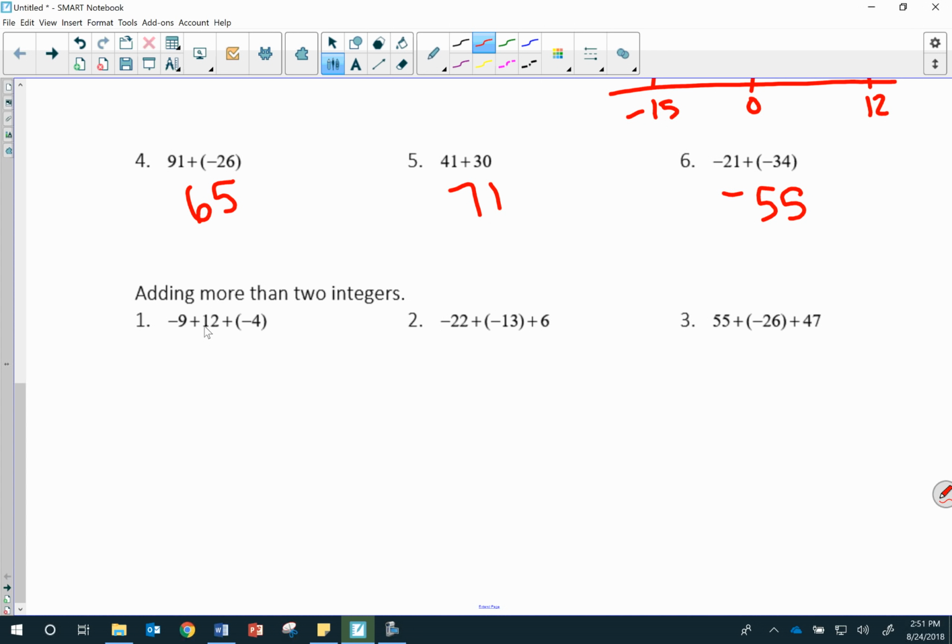Just like we can add two integers, we can also add more than two integers. I like to go in order from left to right and simply add them as we go.